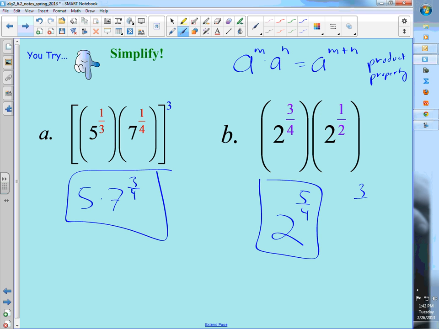If you can't, you would have to take 3 over 4 plus 1 over 2 and get a common denominator. 3 over 4 and 2 over 4, right? And when you add those, 5 over 4, that becomes your power.